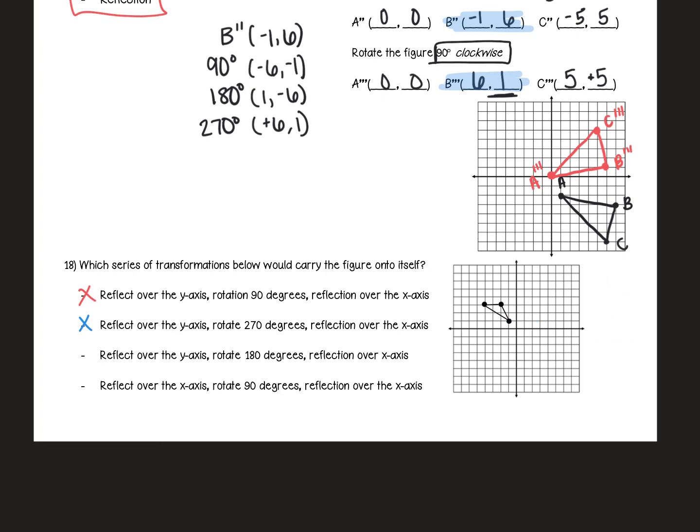So let's try again. This time I'm going to use green. Again, I'm going to start with this point. Over the y-axis puts me right here. If I rotate 180, I have negative 1, 1, and then negative 1, negative 1. So now I'm over here. And then if I reflect over the x-axis, that brings me back up top. So it's looking like this one's going to work out.